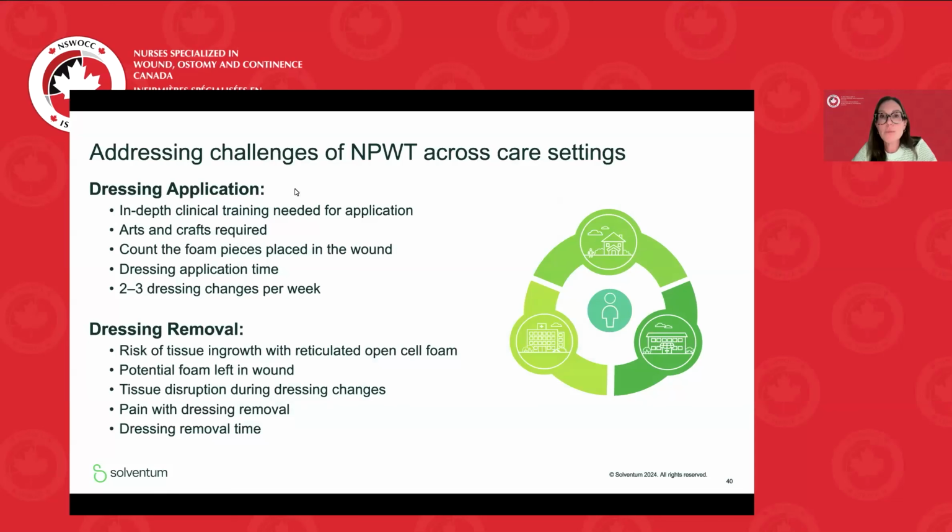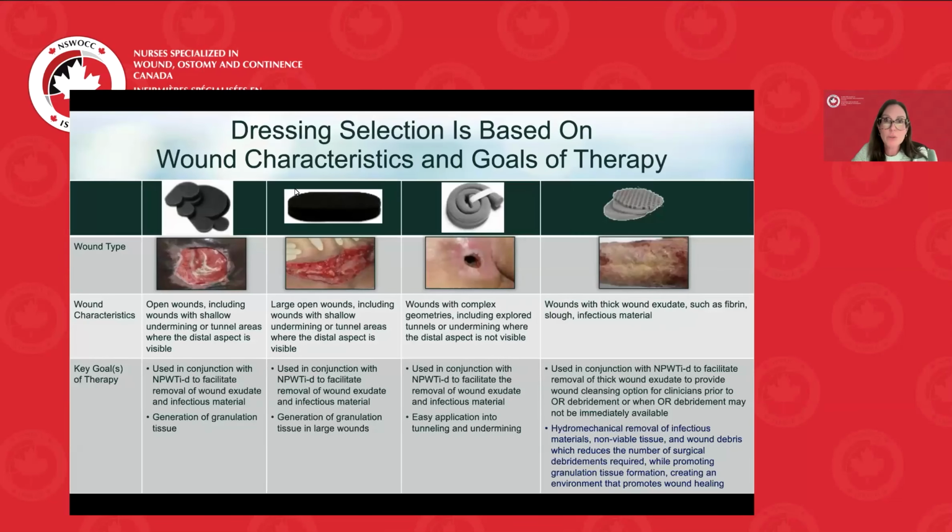We have to make sure that the people around us have access to the dressing, that they have the training that they need to apply the dressing, and that we're really looking at the situation as a whole before we select which dressing type we're going to use. So you have to select that dressing based on the wound characteristics, but also based on the patient's characteristics, right?